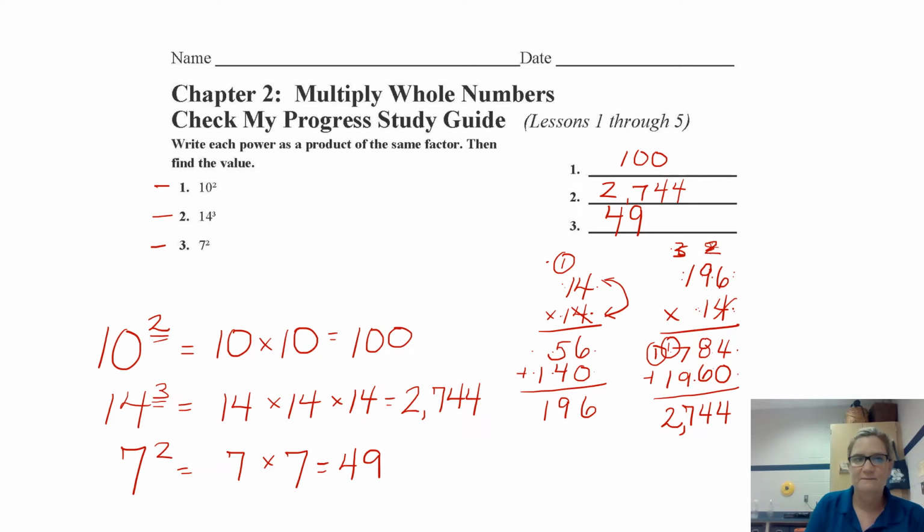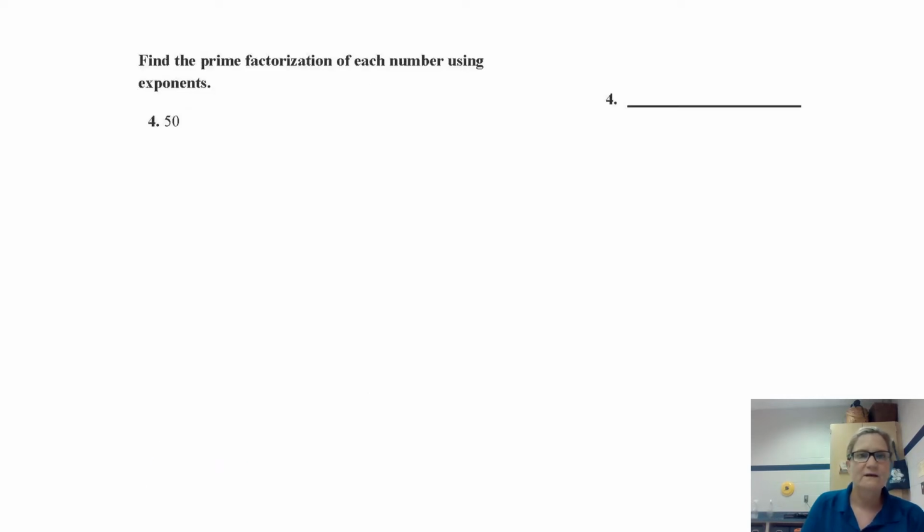Next page, next set of problems, here we go. All right, find the prime factorization for each number using exponents. Now, you may make a tree that looks different from the tree that I make, but your factor string should look the same when it's all said and done.